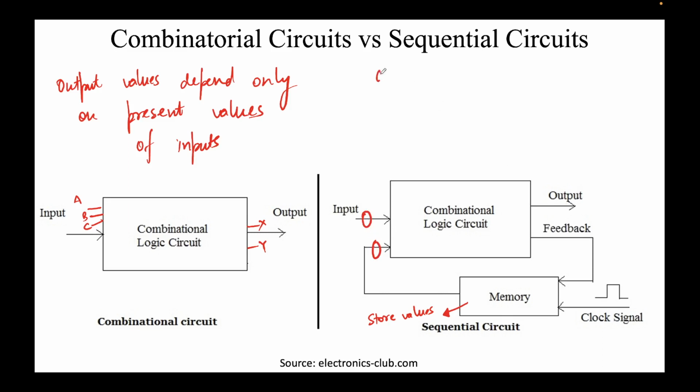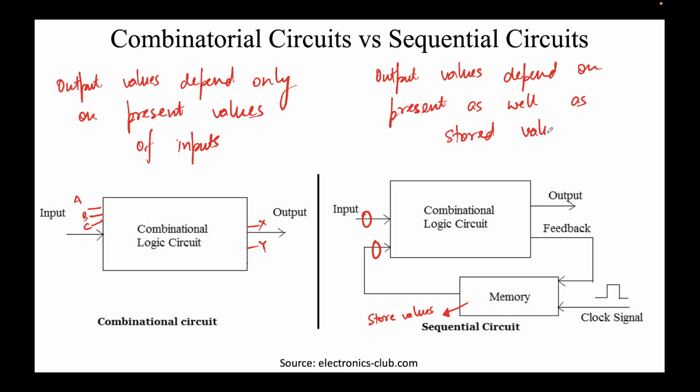So here I can write that for a sequential circuit, output values depend on present values, because this input is also going into this black box, as well as stored values. Stored values are usually in memory, and there are examples of it like JK flip-flops and D flip-flops. We'll see in today's class what some common memory elements are.